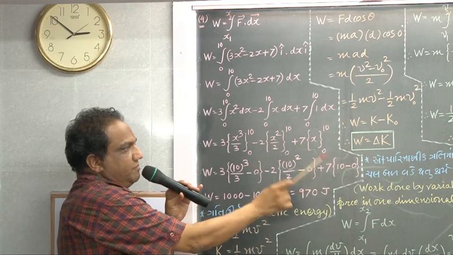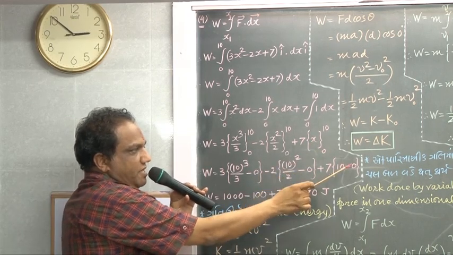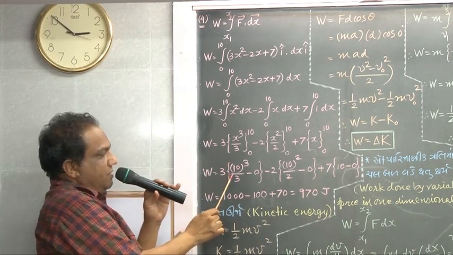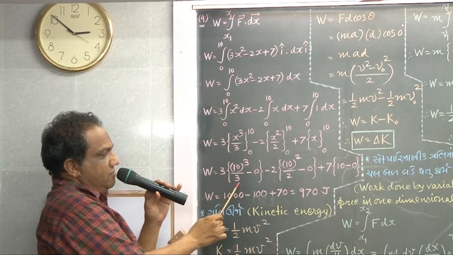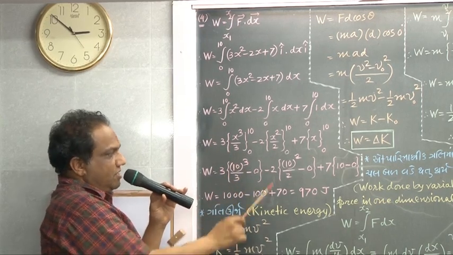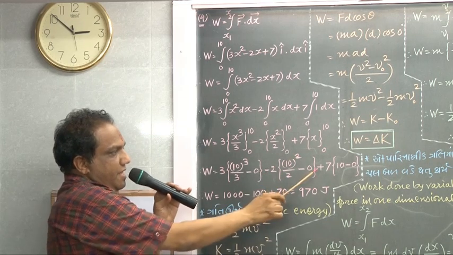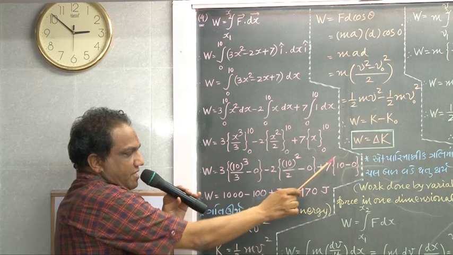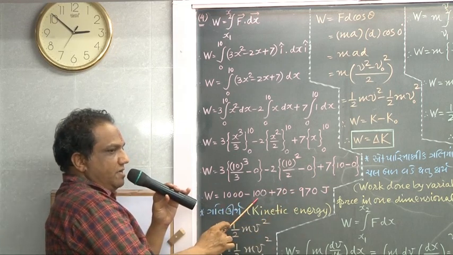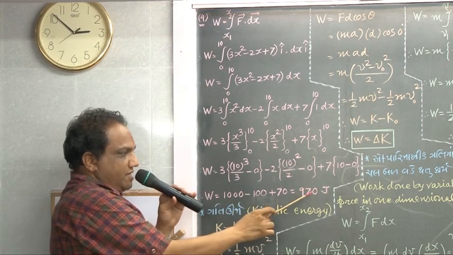Then 7, instead of x I should write 10. After putting minus sign, instead of x I should write 0. Simple. Now tell me, this 3 will cancel. 10 cube is 10 into 10 into 10, that is 1000. 2 will cancel. Minus 10 square is 100. And plus 7 into 10, that is 70. 1000 minus 100, 900. 900 plus 70, 970.